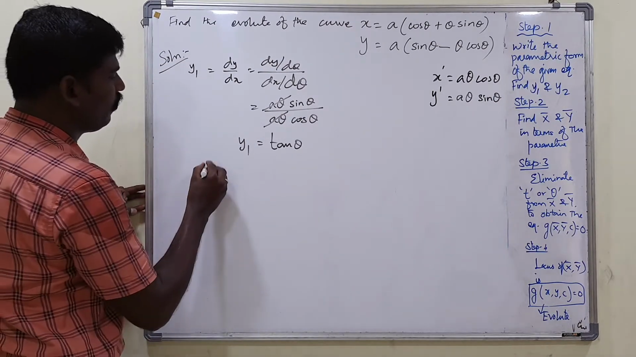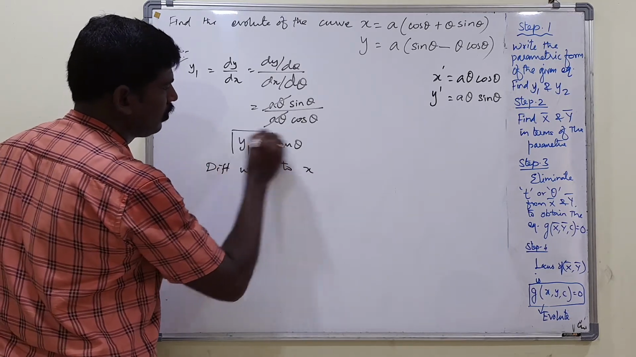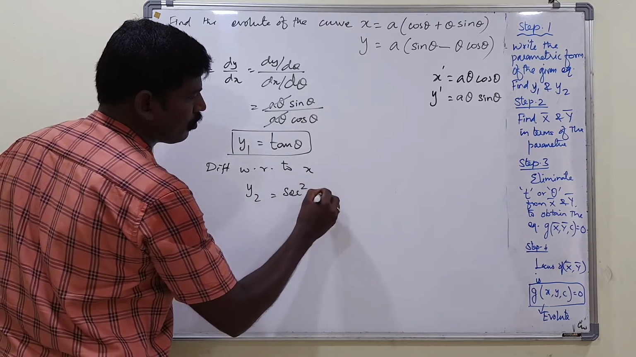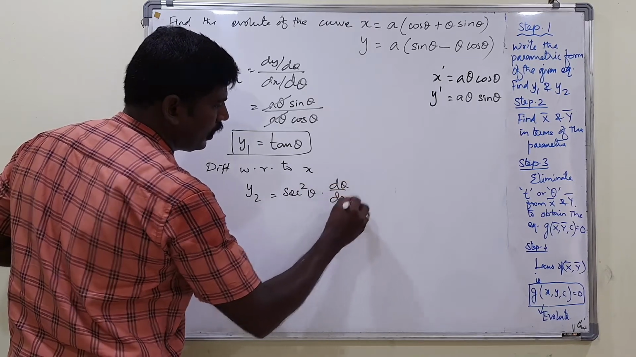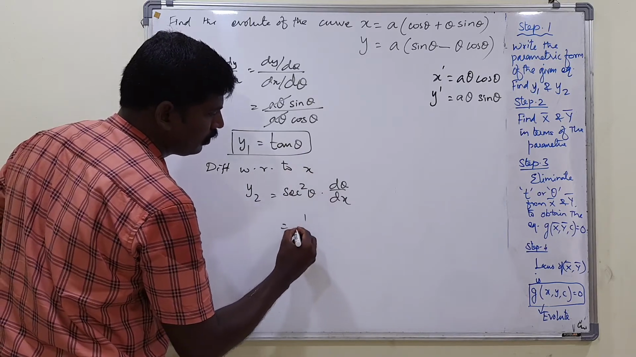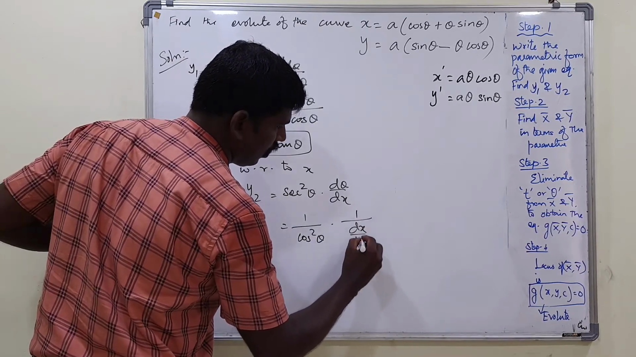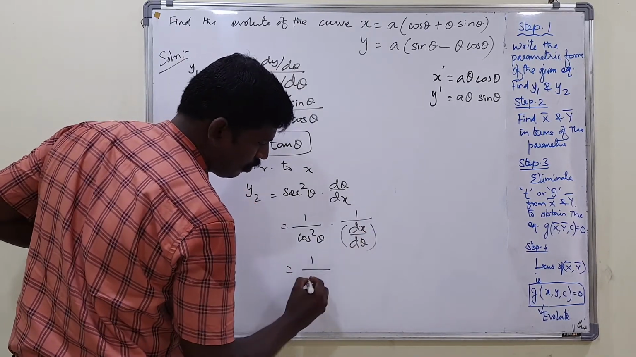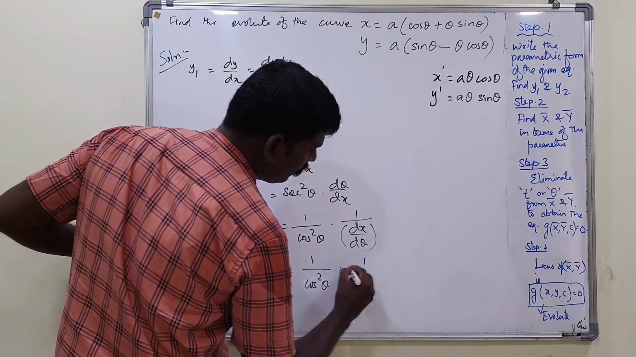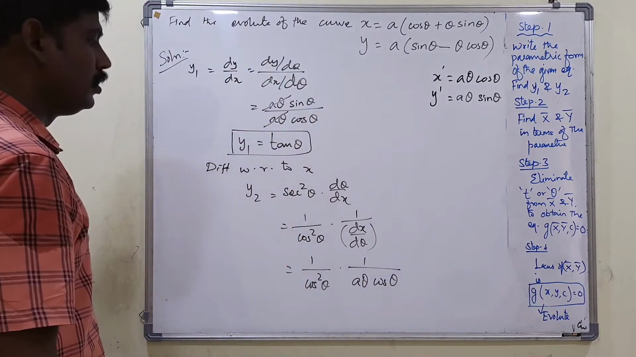Now to find y2, differentiate with respect to x. So y1 becomes y2. What is the derivative of tan theta? It is secant square theta into d theta by dx. And theta with respect to x. So what is secant square theta? 1 by cos square theta, into dx by d theta, which is nothing but x dash. So 1 by cos square theta into 1 by a theta cos theta.